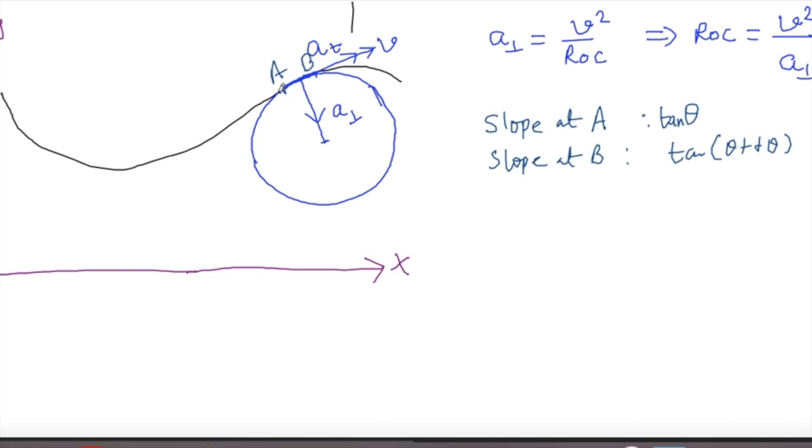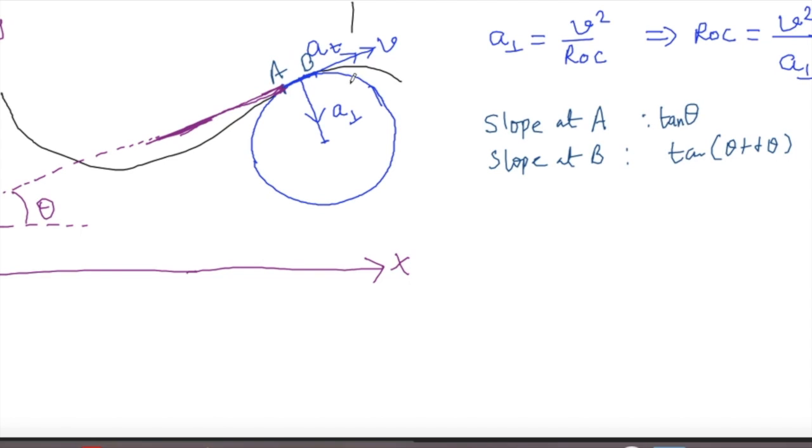If you draw a tangent here and extend it, theta is the angle made by this tangent with the x-axis, and tan theta is its slope. You can extend it. This is your tangent at point A.